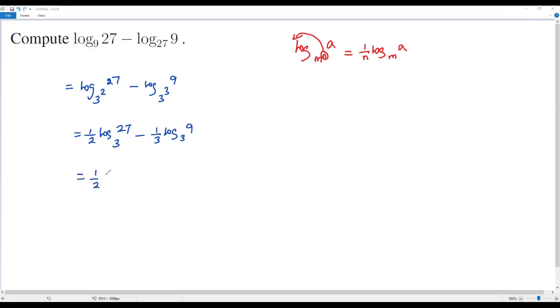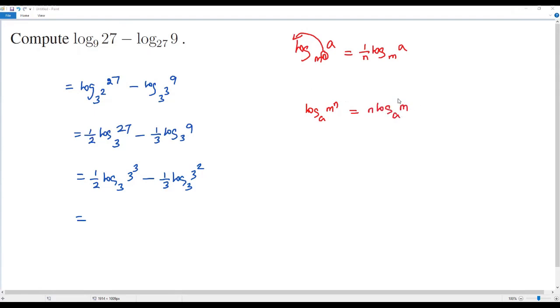Okay, here 1 over 2 times log base 3. This 27 is a power of 3, so we can write this 27 as 3 to the third power, minus 1 over 3 times log base 3. This 9 is a power of 3, it can be written as 3 to the second power. Okay, now we can use the power rule of logarithms. That is, let's consider log base a of m to the nth power. Here the argument is a power. Whenever the argument of a logarithm is a power, we can move this exponent n in front of the logarithm. It will be multiplied by the logarithm. Then the result is n times log base a of m.